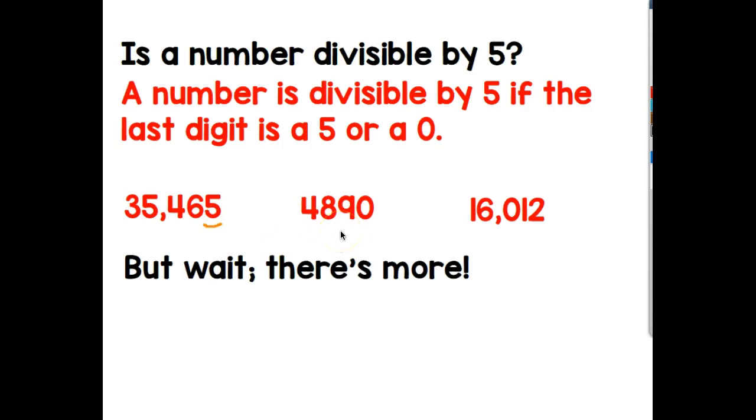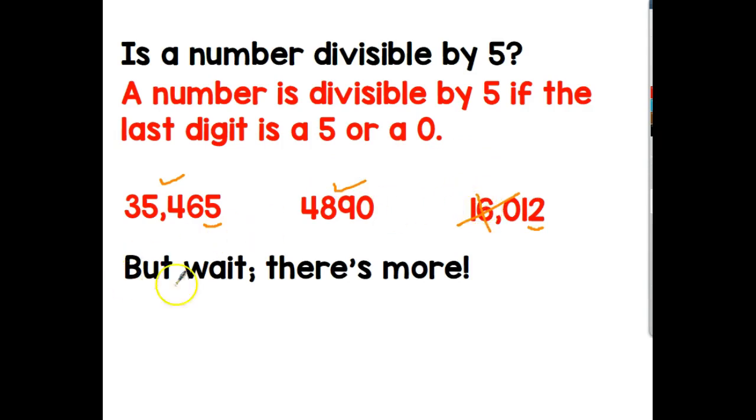Let's look at the second one, 4,890. Is this last digit here a 5 or a 0? It's a 0, and therefore it divides by 5. And then finally we have 16,012, with the last digit here being a 2. It's even, so it divides by 2, but does it divide by 5? Nope, it ends in a 2, not a 5 or a 0. So these two numbers are divisible by 5. This one, not so much.